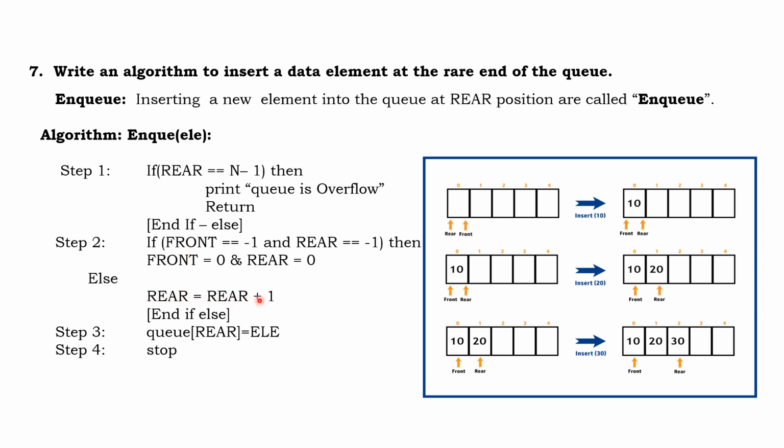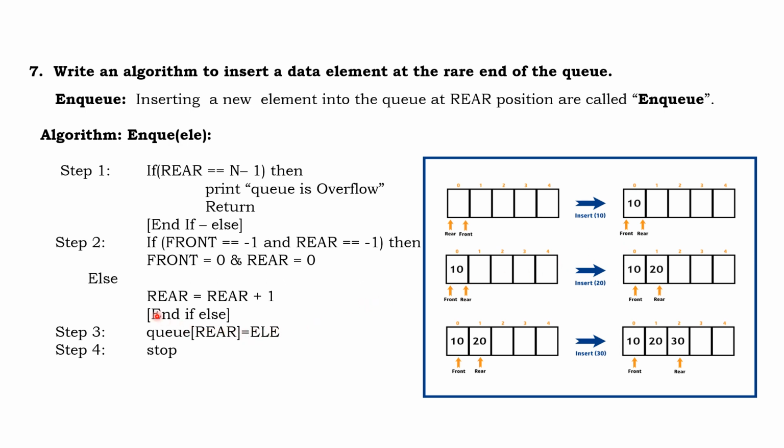Otherwise, increment the rear pointer by 1. If it is empty, then make it 0. Otherwise, increment the rear pointer by 1. In this position, it is empty. Now insert an element at queue of 0. Queue of 0. What you are trying to insert, that element will be inserted at the 0th position. Now, front and rear were both pointing to 0.